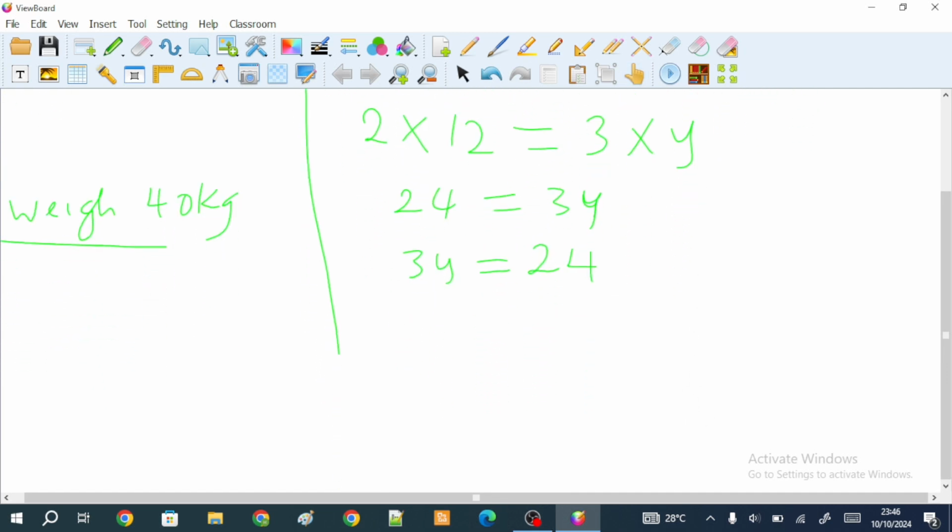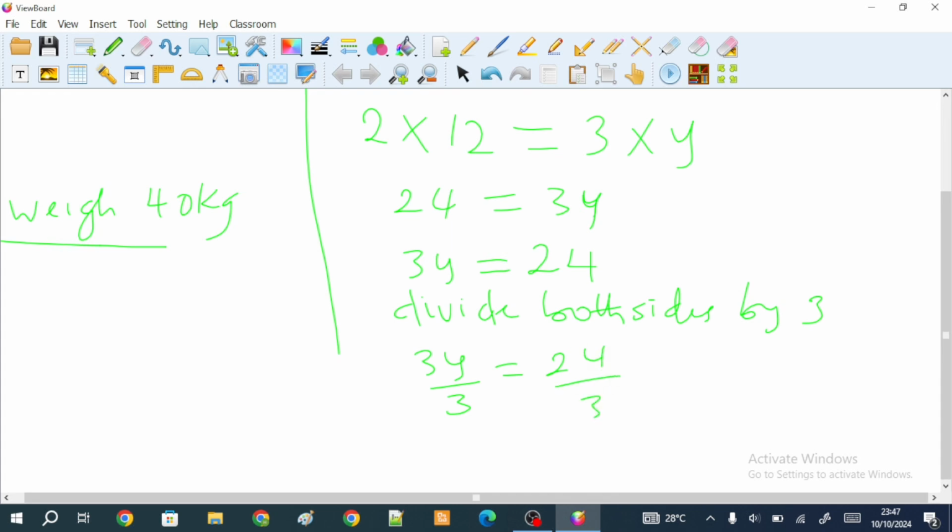Do you remember this? We are looking for the value of y, but we have 3y. So we're going to divide both sides by 3 because 3 is the coefficient of y. So divide both sides by 3. On the left side we have 3y, so 3y will be divided by 3. On the right side we have 24, so 24 will be divided by 3.